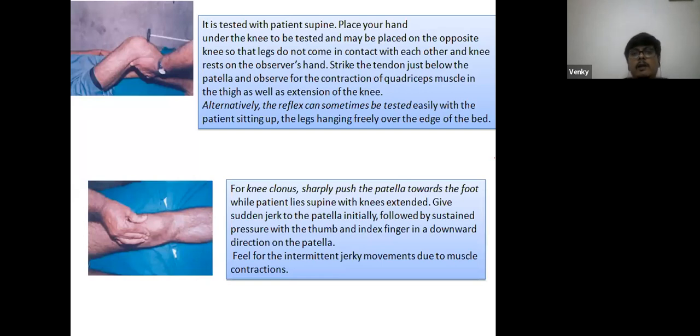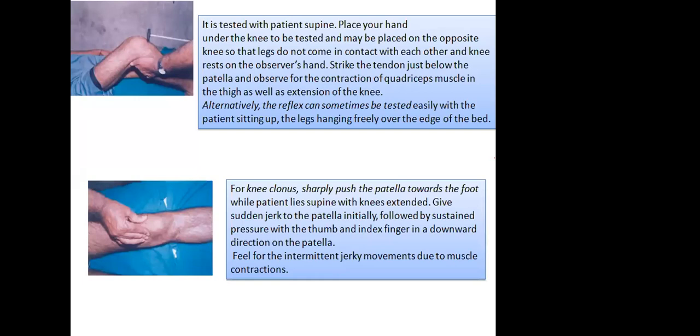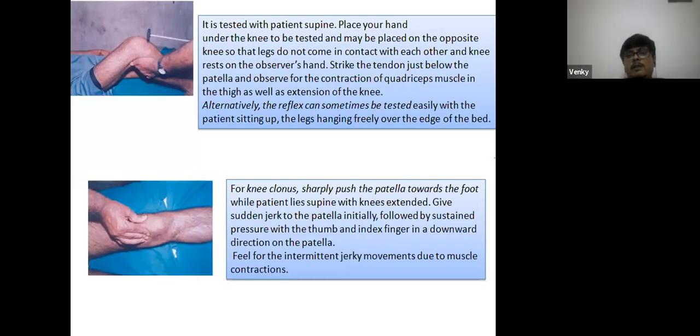If the knee response is exaggerated, you have to look for knee clonus and ankle clonus. First, sharply push the patella towards the foot while the patient lies supine. Give a sudden jerk to the patella initially, followed by sustained pressure with the thumb and index finger in a downward direction. A positive response means it will give jerky movements.